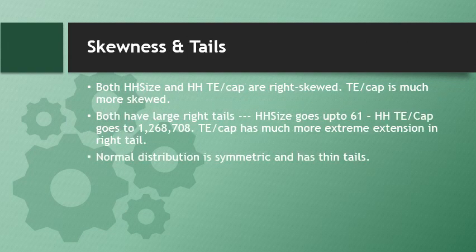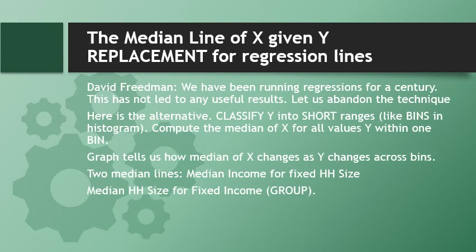We've already seen that household size and household total expenditure per capita are right skewed. The total expenditure per capita is much more right skewed than the household size, and both have large right tails. The household size right tail goes up to 61, the maximum household size. The total expenditure per capita tail goes to 1,268,708, and this is a much longer right tail. The normal distribution, by contrast, is symmetric and has very thin tails, so it could never be used to characterize these distributions. Now we introduce the median line of x given y.